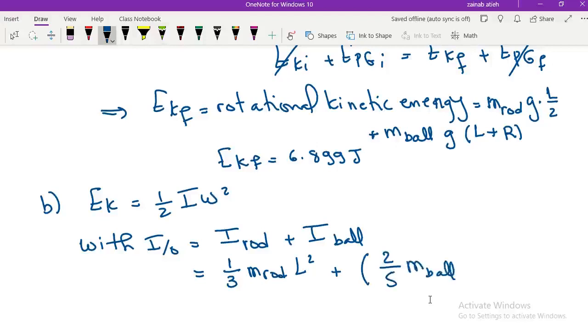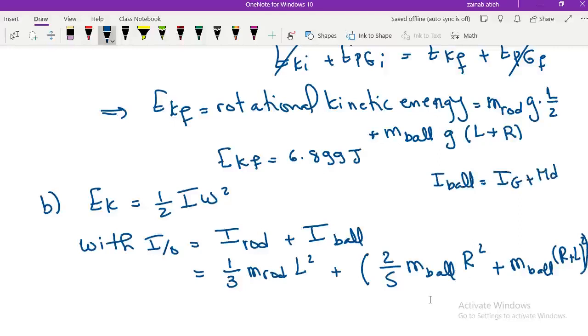I write I for the ball is 2 over 5 m for the ball, r squared, plus M for the ball times d squared, like this, the rule says m d squared. So the distance is the distance between the axes, which is r plus l, squared. So this is the moment of inertia of the ball. Remember, I for the ball is equal to I_G plus m d squared, where d is the distance between G and O. Okay, which is GO.